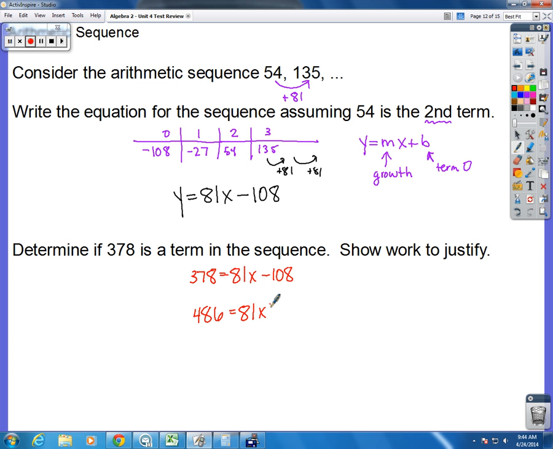So in solving this, I end up getting x equals 6, which means yes, 378 is the sixth term. If I would have gotten a decimal or a negative number, 378 would not be part of the sequence.